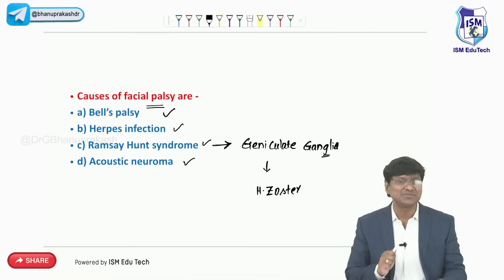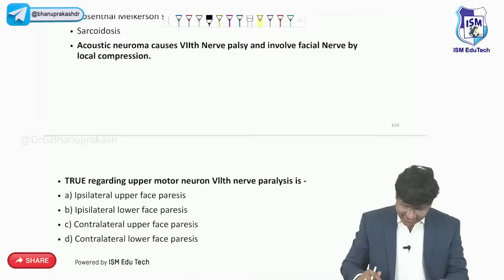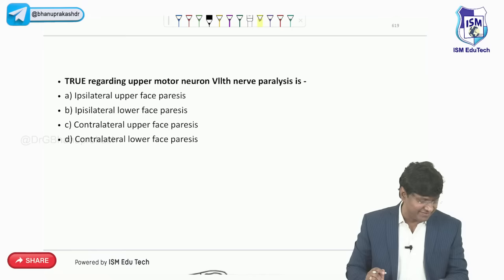Okay? Right. Then the next important topic is the upper motor neuron and lower motor neuron paralysis of the seventh nerve. Can anyone answer this question? True regarding upper motor neuron seventh nerve paralysis is?